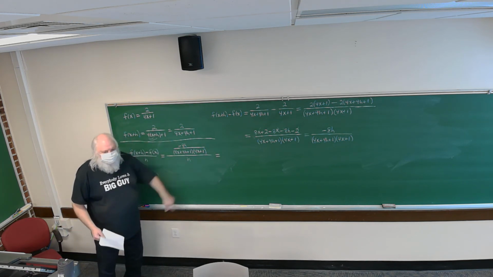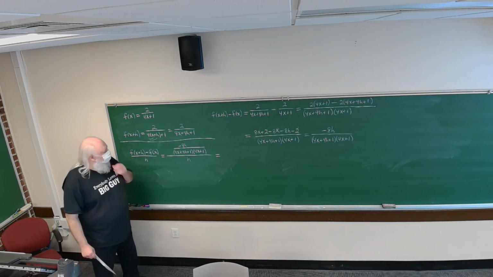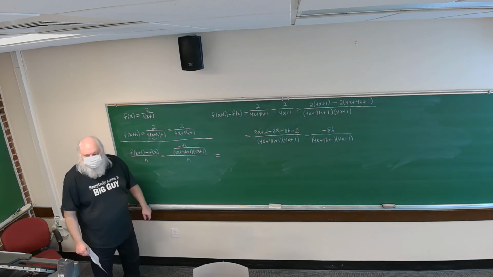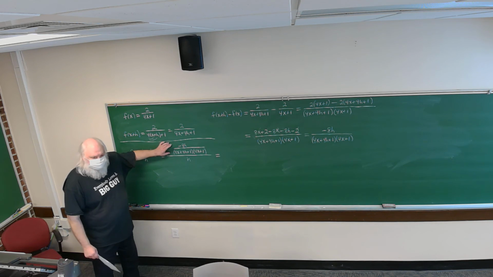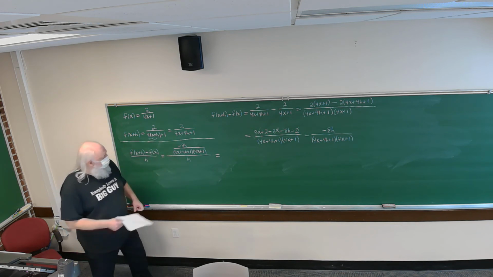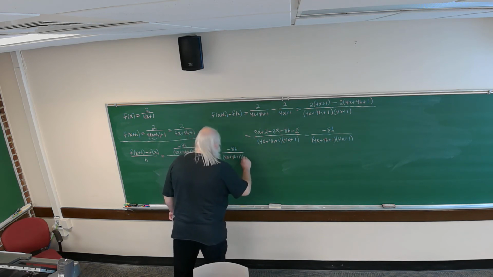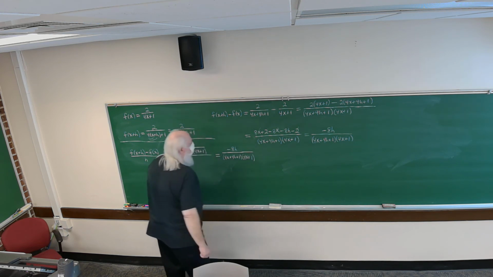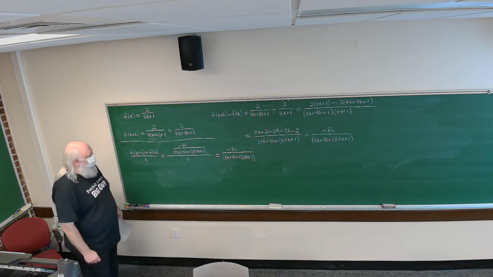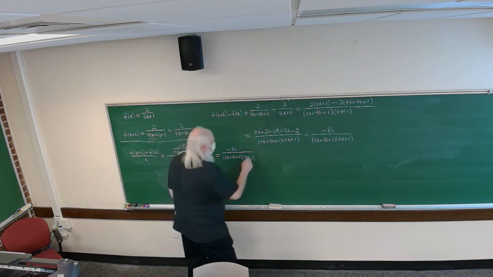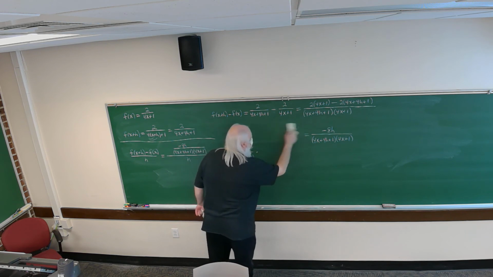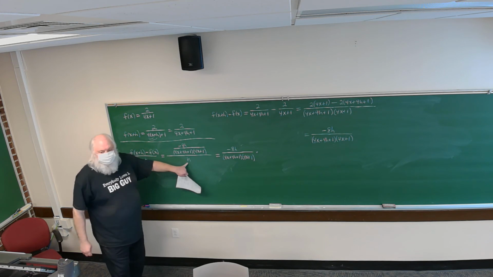Remember, this is the main fraction bar. Fraction bars are like division symbols. So we have this fraction divided by h. And when you're doing division with fractions, you keep the first fraction or number, change division to multiplication, flip the second number. So the first number is minus 8h over 4x plus 4h plus 1 times 4x plus 1. And then we change division to multiplication.